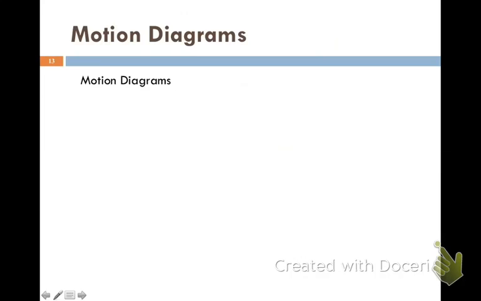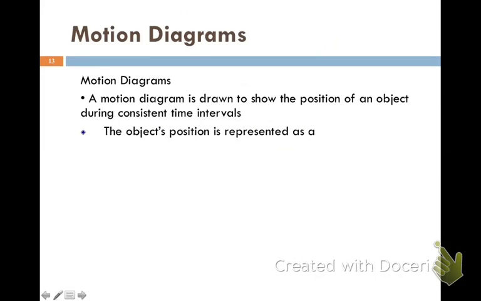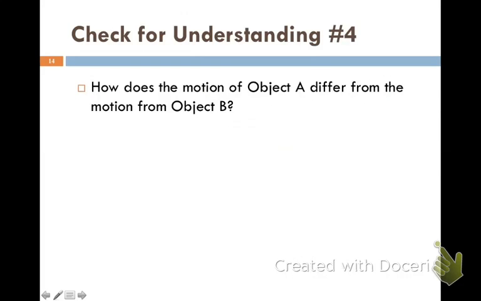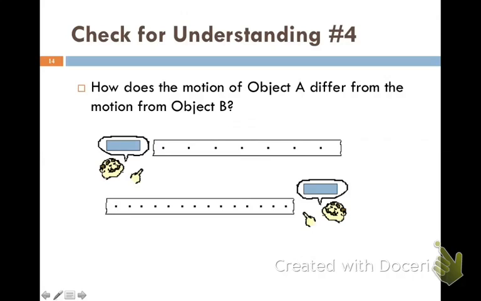All right, so motion diagrams. So hopefully I described motion diagrams in class today. The idea that an object's position is represented as a dot, and each dot represents a specific time interval. So let's go over a problem. How does the motion of object A differ from the motion of object B? Well, let's say that this is object A, this is object B. The first dot is going to be at 1 second. The second dot is going to be after 2 seconds, 3 seconds. You guys get the picture.